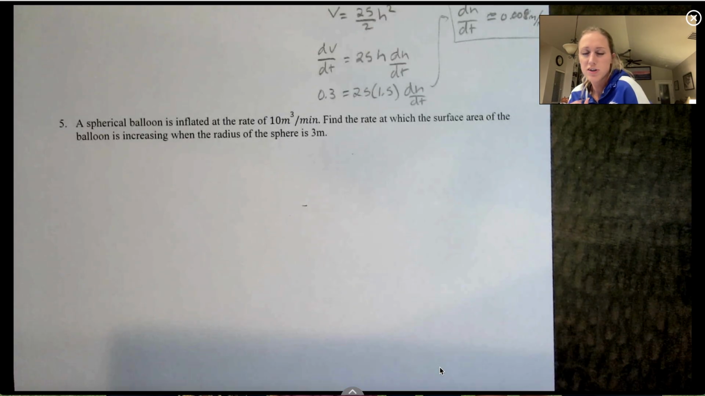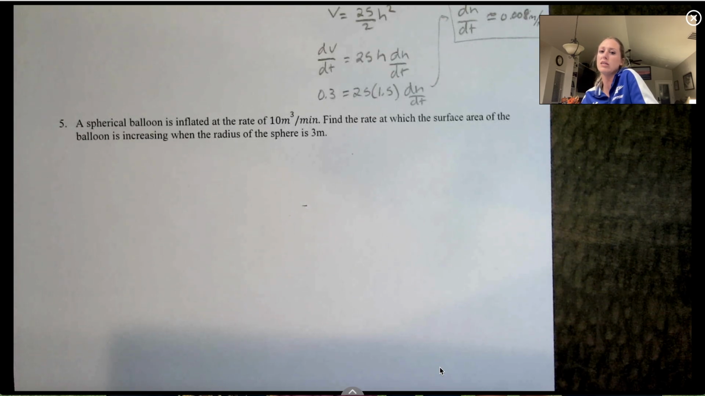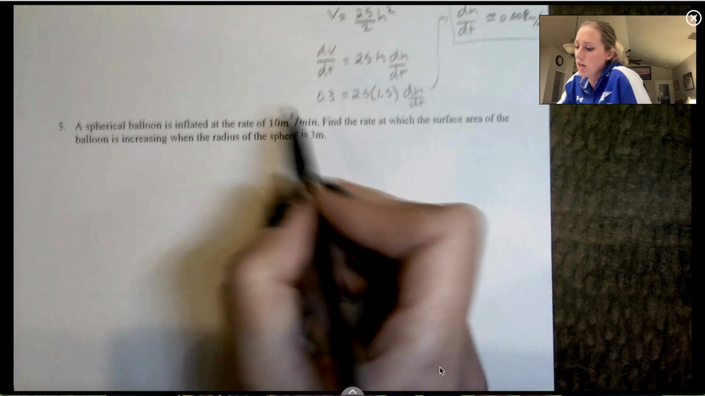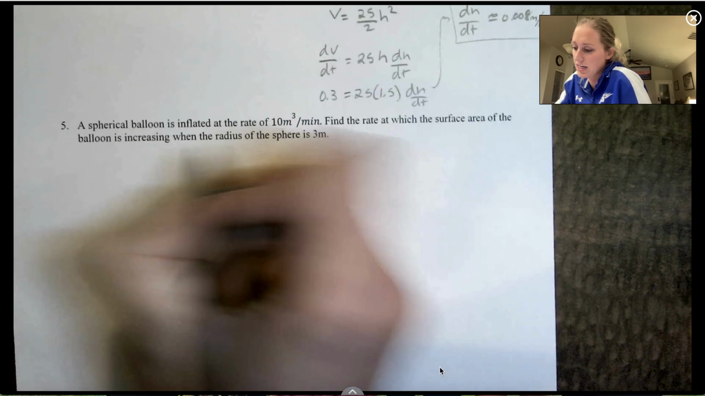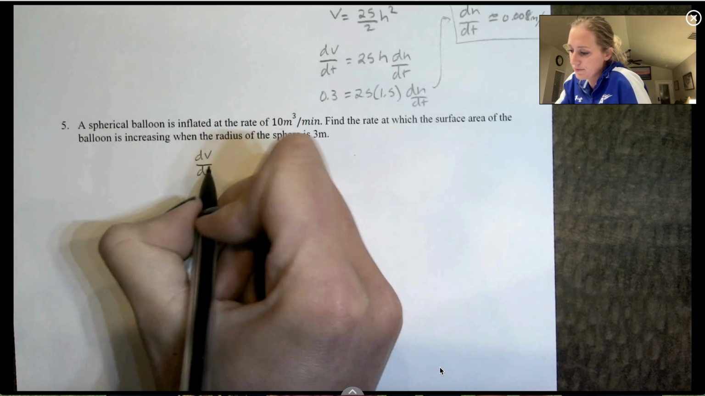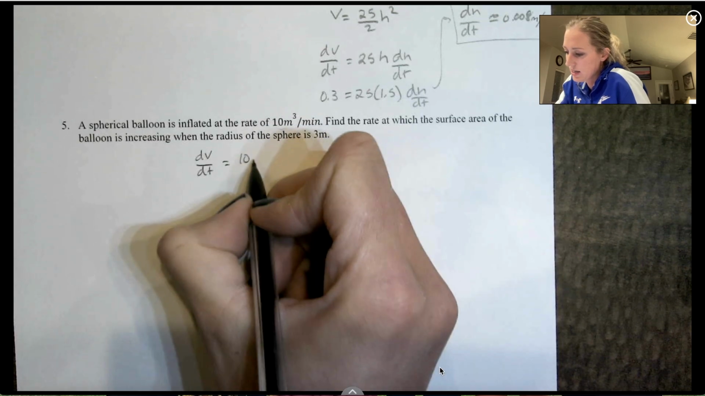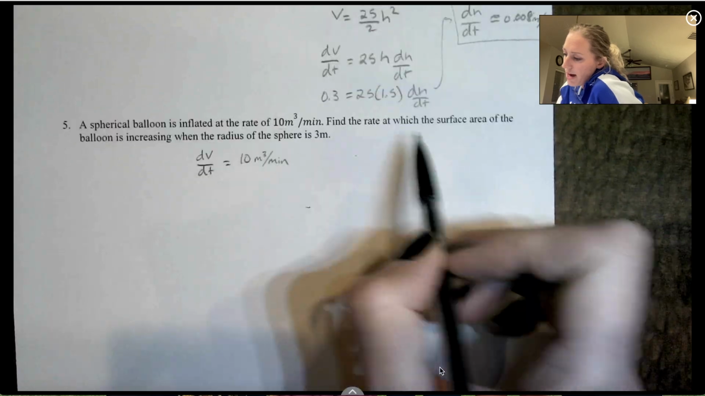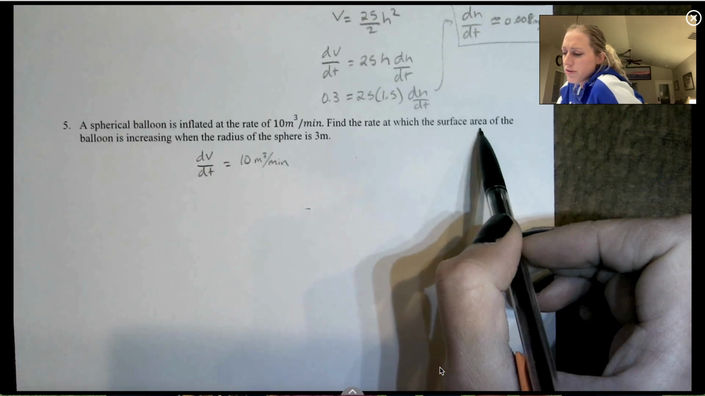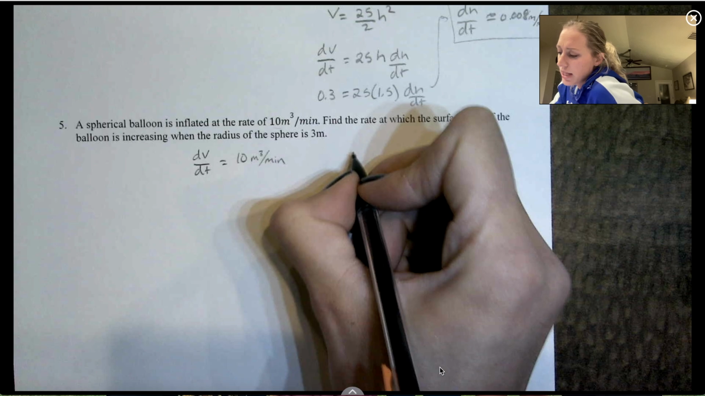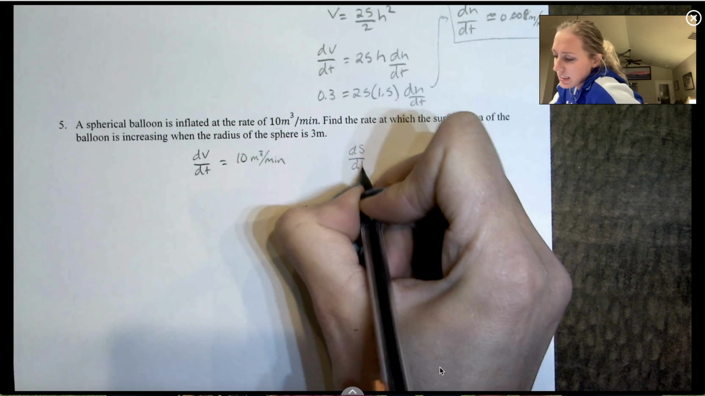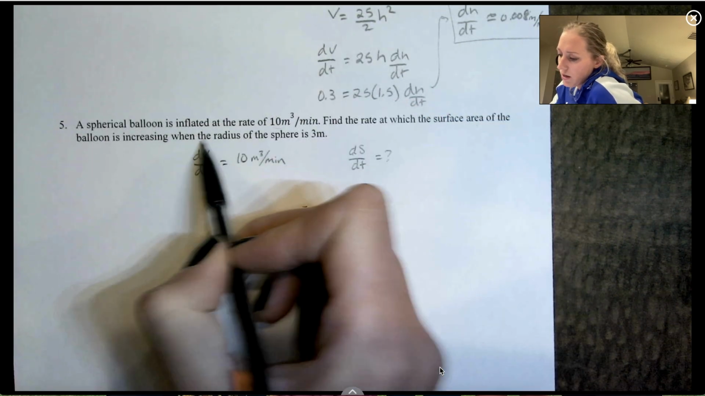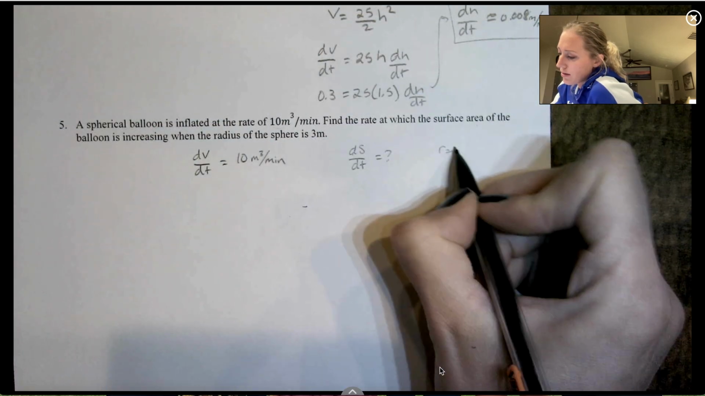A spherical balloon is inflated at a rate of 10 cubic meters per minute. Find the rate at which the surface area of the balloon is increasing when the radius of the sphere is 3 meters. Again, I see a cubic meter, so that is dV/dt is 10 cubic meters per minute. And we want to find at what rate is the surface area, so we would like to find dS/dt, and we're given a radius instant when the radius is 3.